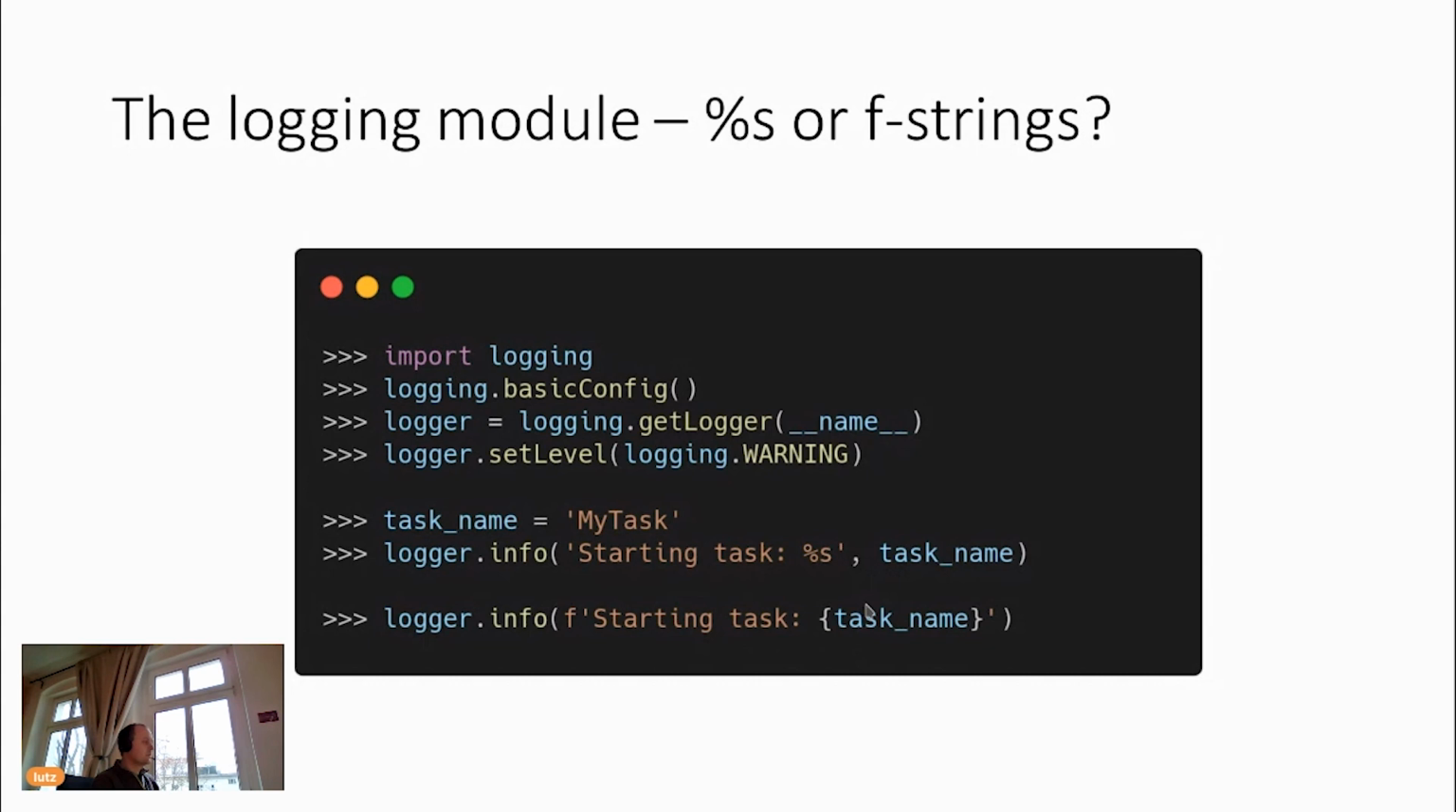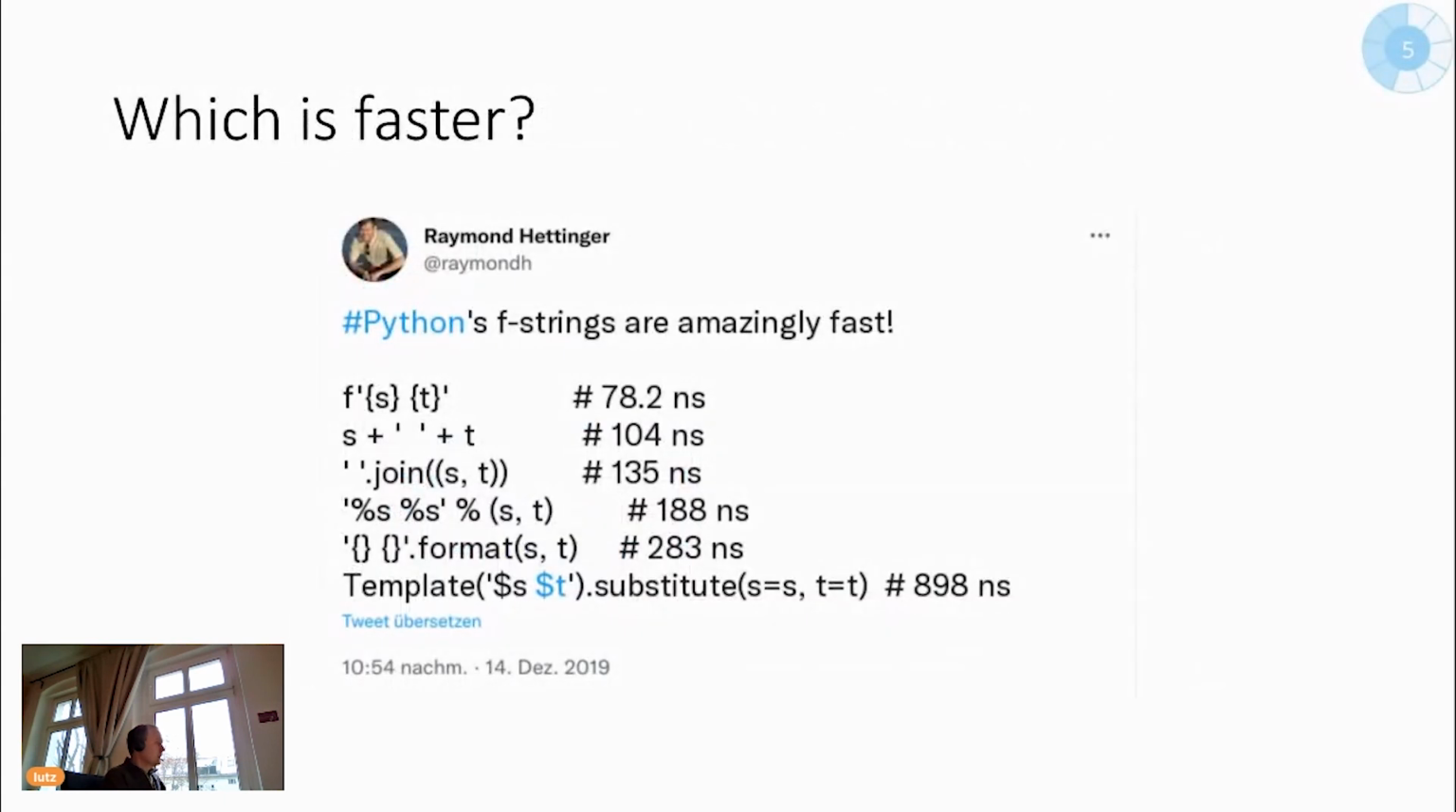The reason that people usually give for using this first notation is that when you use it, logging only formats a string if it's really necessary. You can see in this example I set the level to logging.warning. So if you call logger.info, this message will actually not be printed. The logging module realizes this and avoids formatting the string, because it doesn't need to be formatted since it will not be printed. On the other hand, if you use F strings here, this string gets evaluated immediately, even before it is passed to the info method. So the argument is that if you use this first notation, you save yourself some computation because you avoid formatting the string. Let's look at this in a little bit more detail.